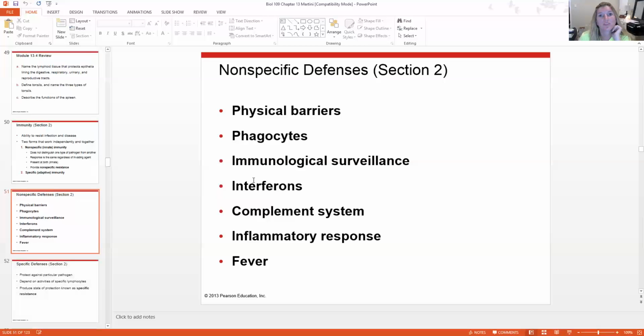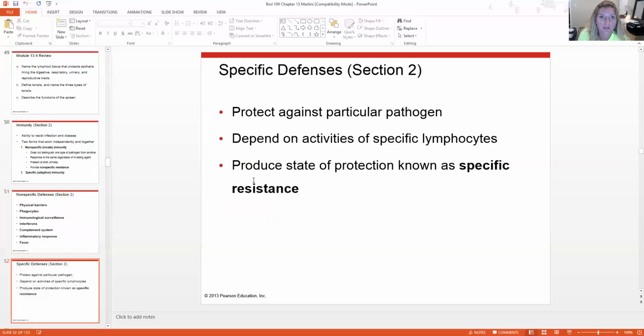So let's talk about some of these nonspecific defenses. Physical barriers, like our skin, phagocytes, immunological surveillance, those natural killer cells. We all have them. They're all just there for the same reason. Interferons, which we'll talk about, the complement system, inflammatory response, as well as fever. These are all general nonspecific defenses.